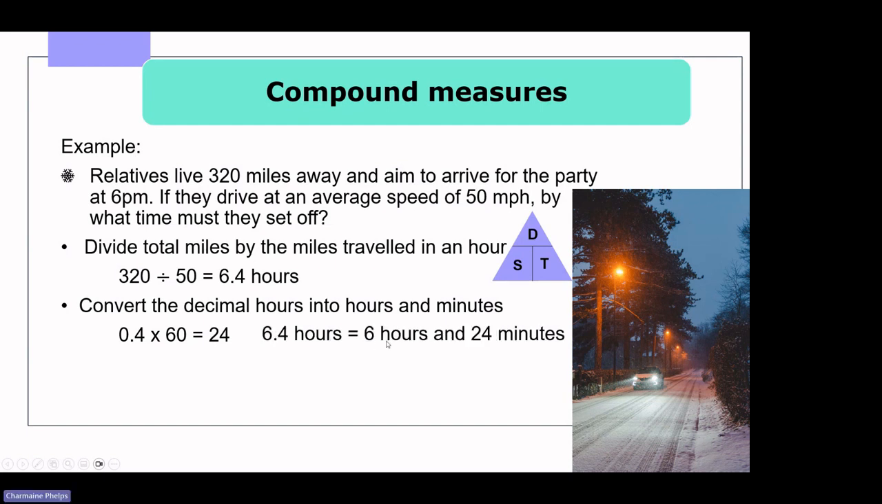So this is how long it's going to be, 6 hours and 24 minutes. The latest time that I can leave, so I want to get there at 6 o'clock, I need to work backwards. From 6 o'clock, if I work backwards 7 hours, that would give me 11 o'clock. But I don't need to go 7 hours, it's 6 hours and 24 minutes. So 60 take 24 is 36. So I need to leave by 11:36.